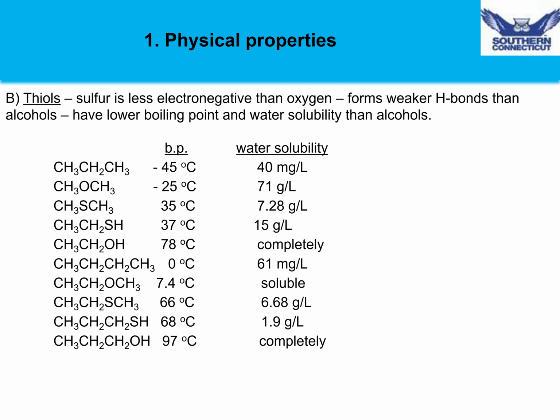Thiols are capable of hydrogen bonding. However, because sulfur is less electronegative than oxygen, it generally forms weaker hydrogen bonds. As a result, thiols generally have lower boiling points and lower water solubility than similar alcohols.